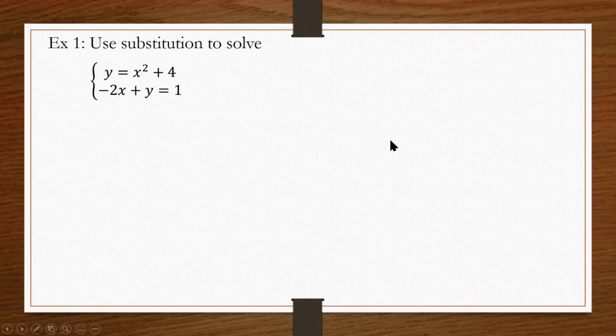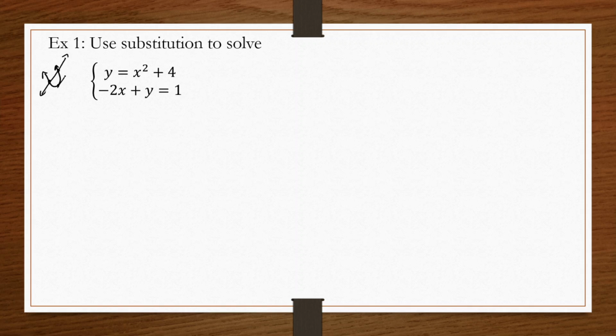We are specifically going to be looking at nonlinear equations. So our first example has y equals x squared plus 4. That is a parabola. And then the second equation is a line. So we have at most two solutions.